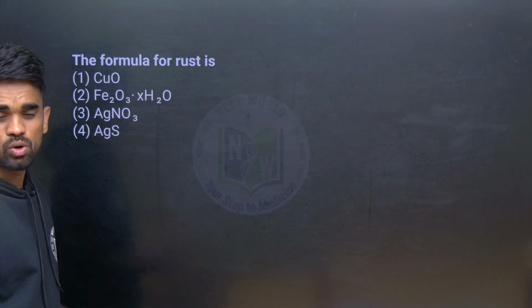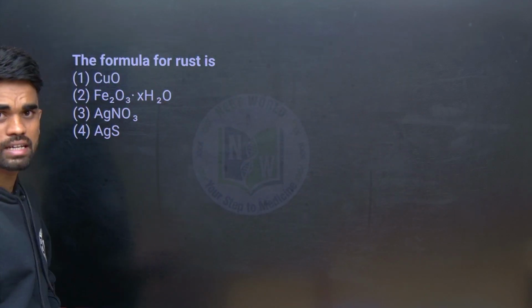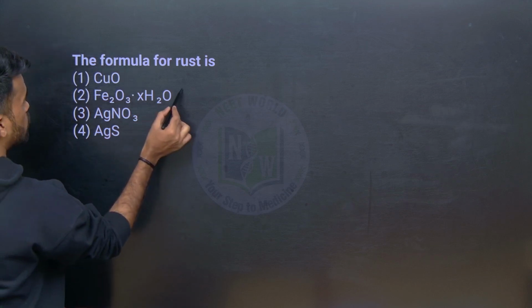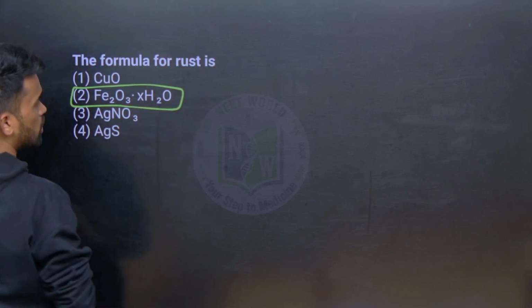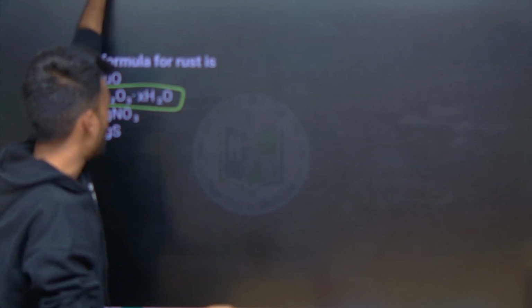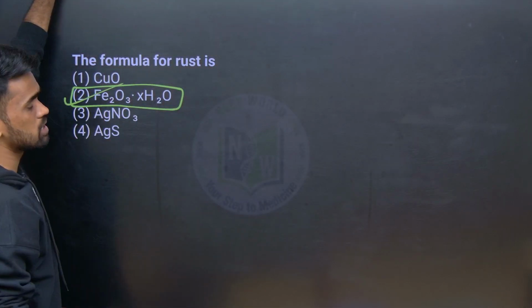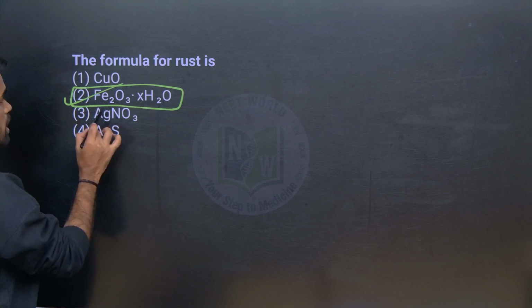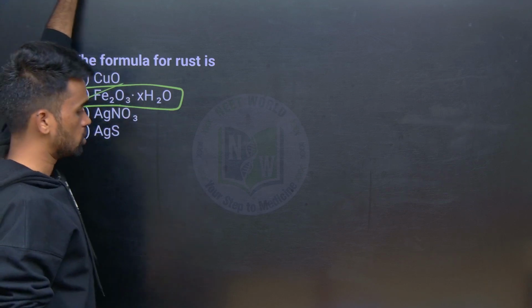formula of rust. About rust we already studied in the class. What is the formula of rust? Iron combines with oxygen and moisture in the atmosphere and forms iron oxide. So this is our formula of rust: Fe2O3.xH2O.